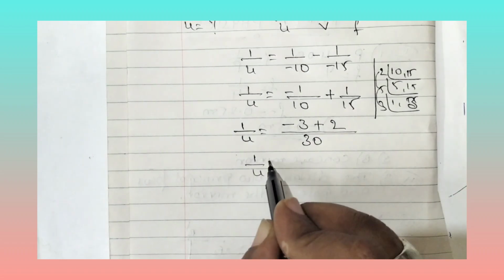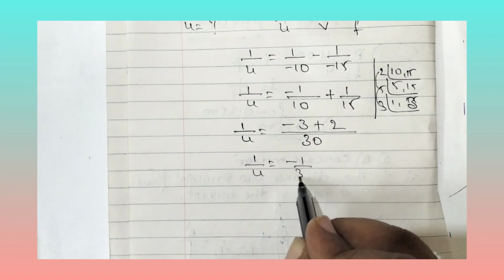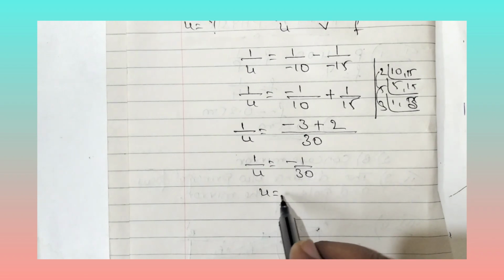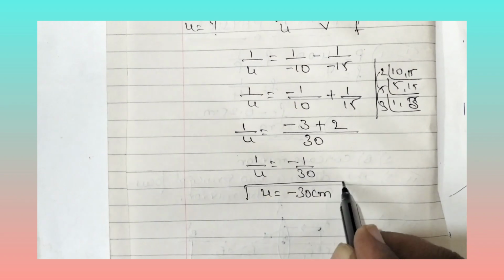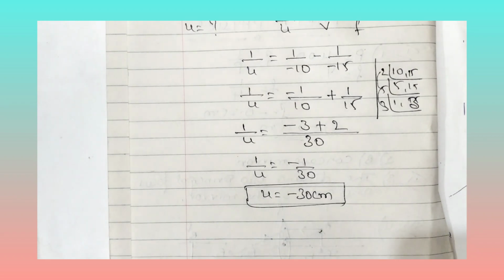So 1 over u is equal to minus 1 by 30. Reciprocal is u, reciprocal is 30. Therefore, the object is placed at a distance of 30 centimeter from the lens. So like this, we have to solve this numerical.